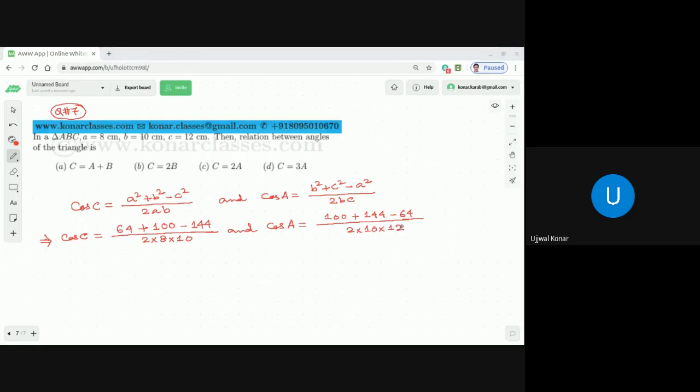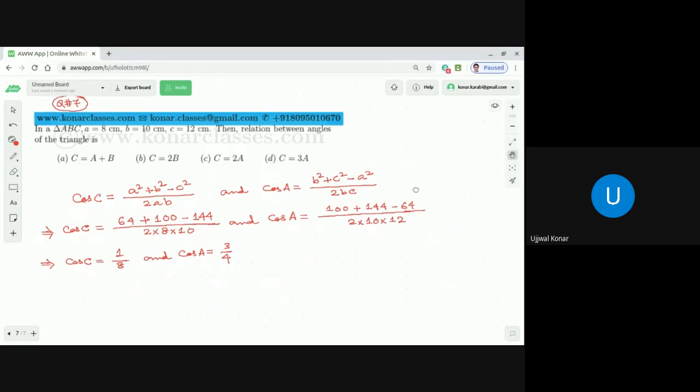Now it is just simplification, so I am not spending time to simplify. You'll get cos C is equal to 1 by 8 and cos A is equal to 3 by 4. Okay, if you simplify, you'll get this.